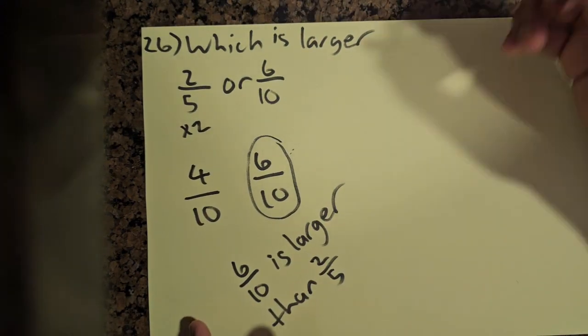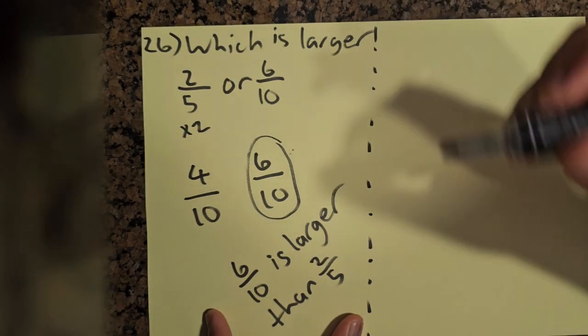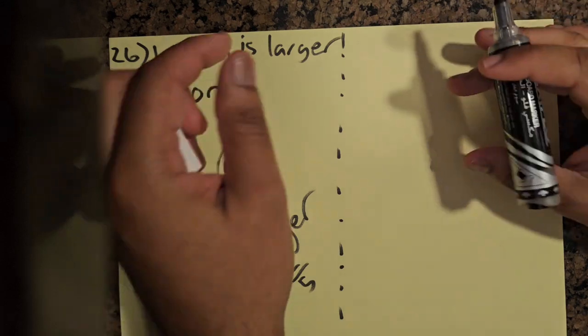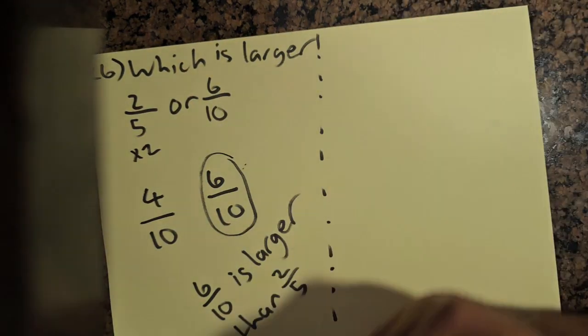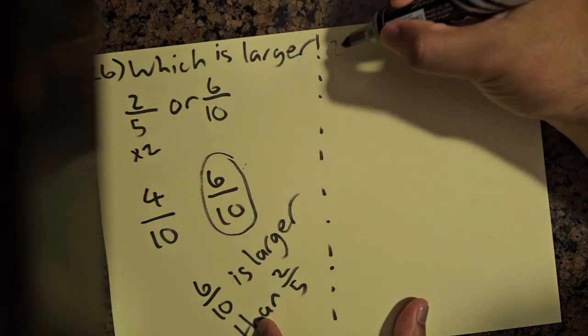Okay, now the next question is a bit trickier because they give us two fractions, right? The first fraction that they give us is 3 over 7. This is question 27.